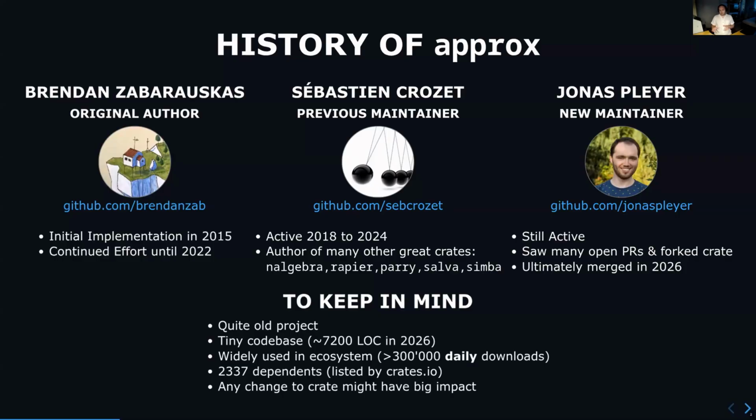This crate is quite old in terms of what is old in Rust. It's also quite a small code base, just 7,200 lines of code in its current state. It's extremely widely used. It has roughly 300,000 daily downloads, sometimes even up to 400,000, and there are 2,337 crates which depend on it. So this is really to set the stage, because every small addition and every small change in functionality will affect lots of users in the end.